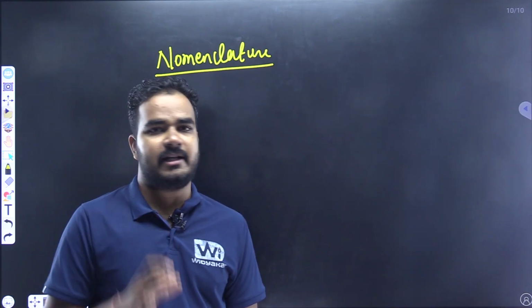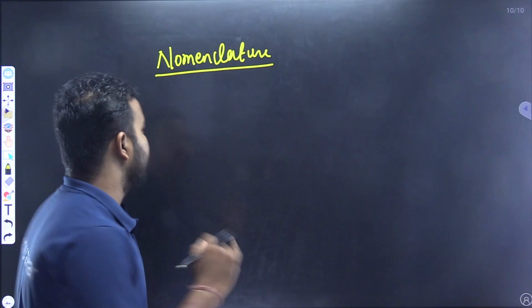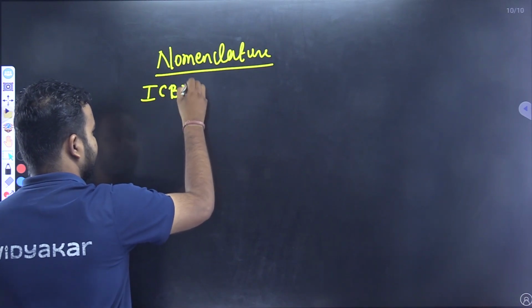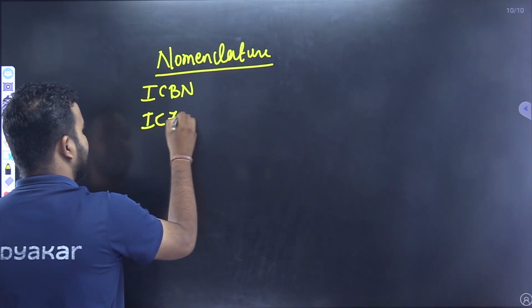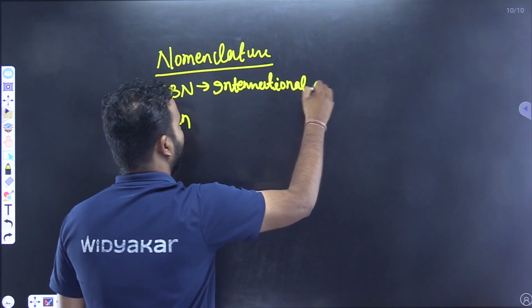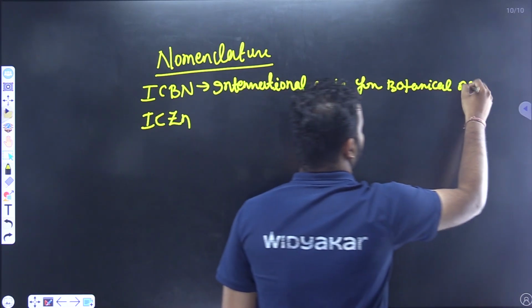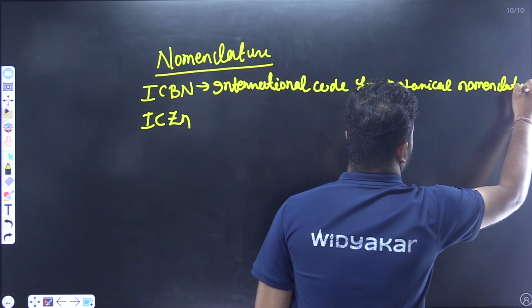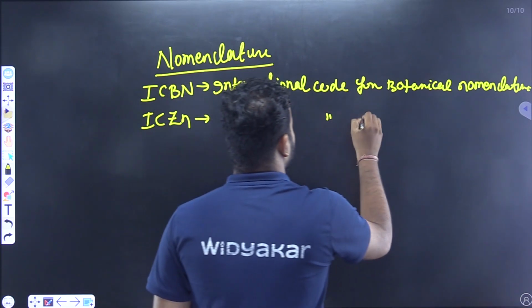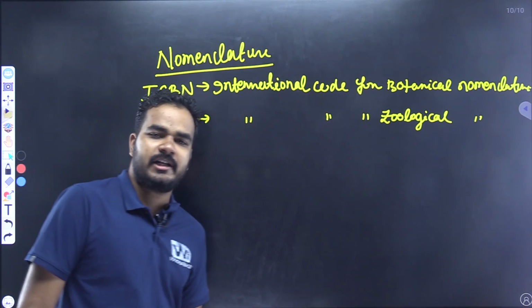There is an organization responsible for giving names to organisms. Broadly, there are ICBN and ICZN. ICBN is the International Code for Botanical Nomenclature, which is responsible for plants, and ICZN is the International Code for Zoological Nomenclature. So one is for botany, one for zoology.